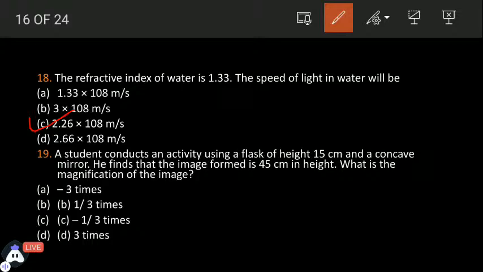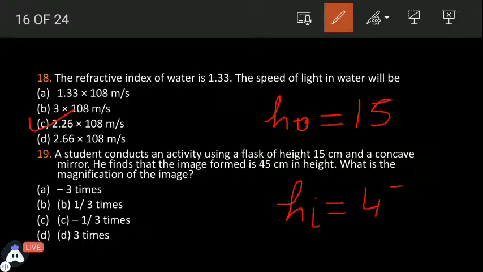आपको जब ऑब्जेक्ट दिया है कॉनकेव मिरर के साथ तो वो 15 सेंटीमीटर का था. जब आपने इमेज ऑब्जर्व करी तो वो 45 सेंटीमीटर की हो गई. तो आपकी मैग्निफिकेशन कितनी होगी? हाइट ऑफ ऑब्जेक्ट है हमारी 15 और हाइट ऑफ इमेज क्या आ रही है हमारी 45. When height of image is greater than the height of object, it's a case of yes, that the image is enlarged.